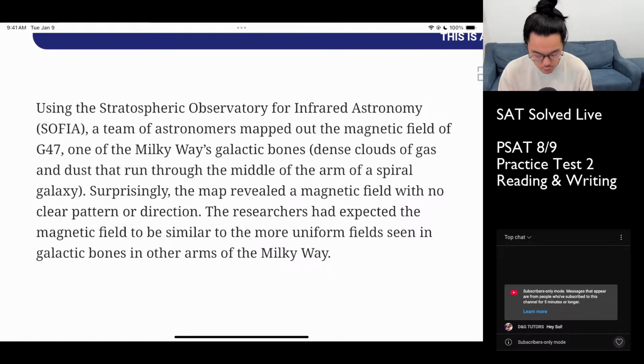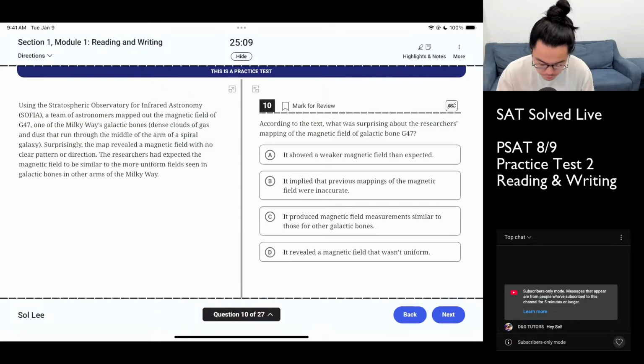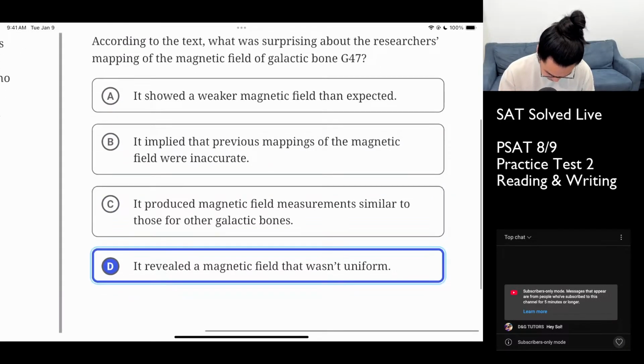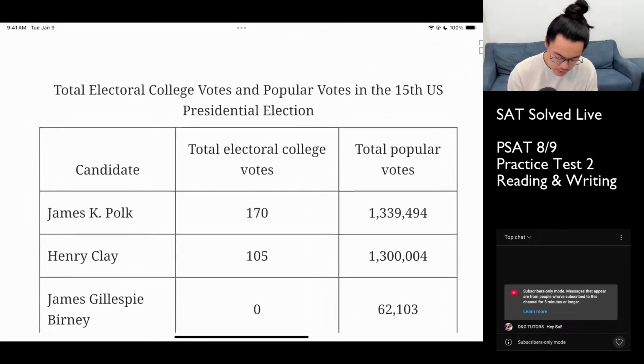It's the opposite of uniform. We had expected more uniform fields. Okay, so we had expected, so this explains why it's surprising. So what was surprising? It has a non-uniform magnetic field. That's exactly what I predicted.